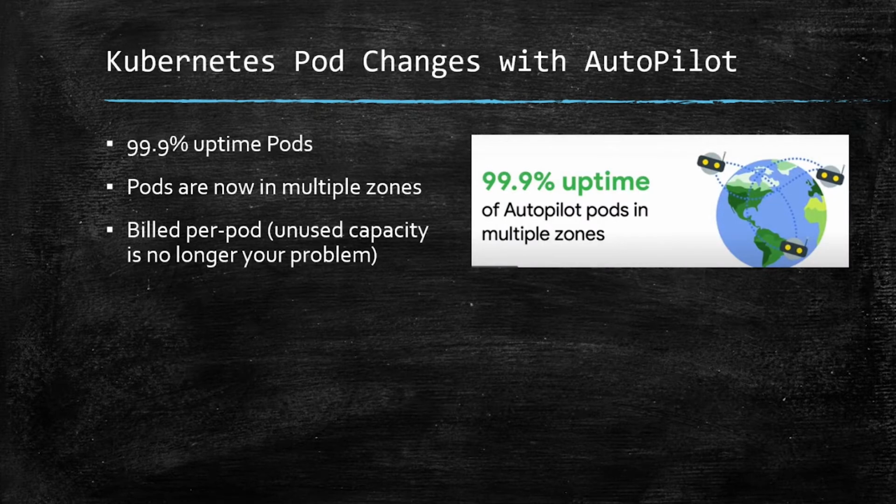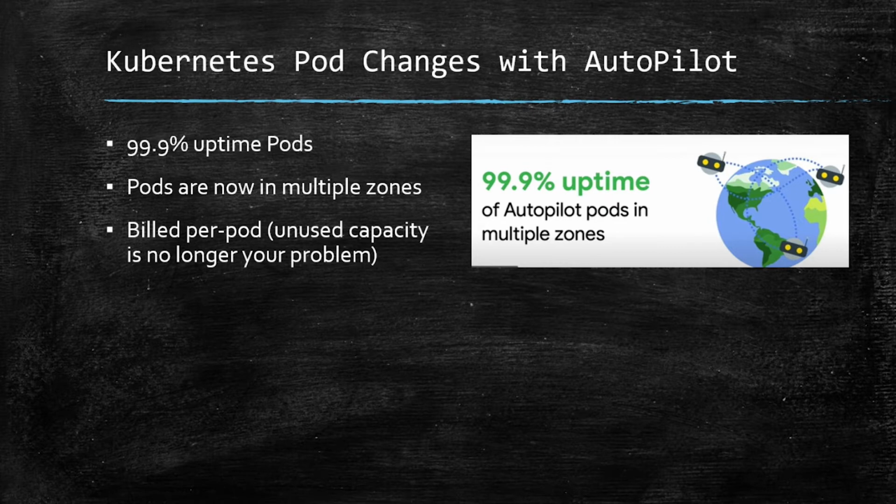Now, there are a ton of really cool pod changes with Autopilot. Google is so sure that this is going to work out the way they're expecting that they're using 3 nines, or 99.9% uptime, for pods, and those pods are going to be available through multiple zones.